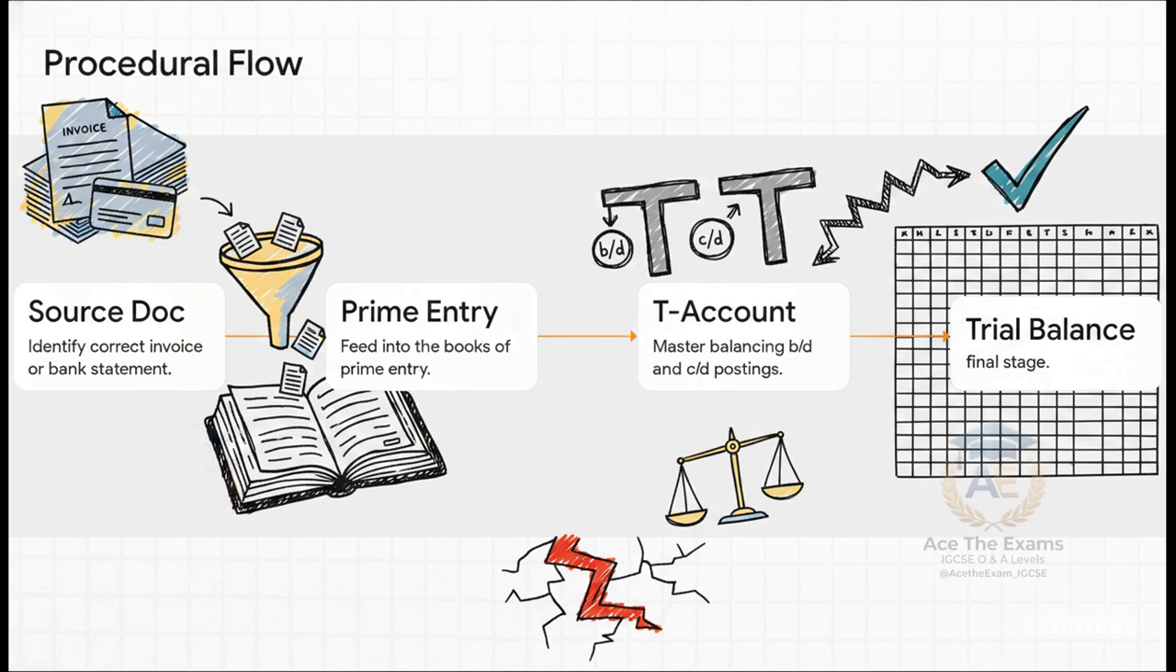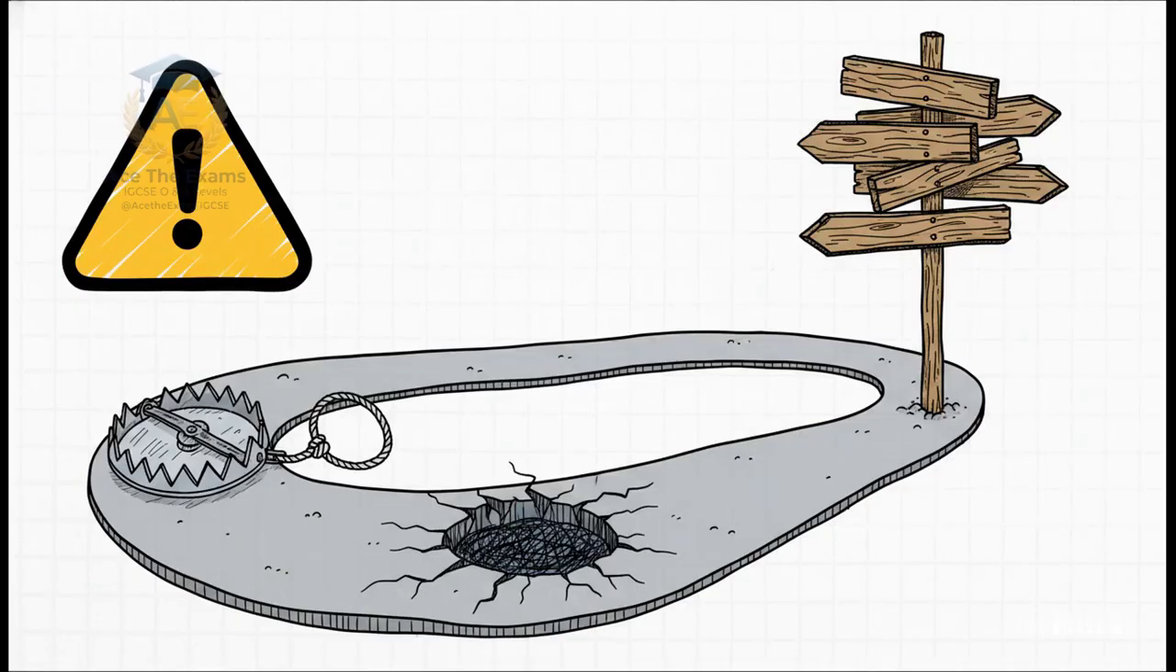This is where you absolutely must master balancing and correctly distinguishing between a balance brought down and a balance carried down. Finally, Step 4 pushes all that flawless data directly into the trial balance. Make a mistake anywhere in this logical flow, and you're looking at cascading errors down the line. But as we know, the path is full of traps.